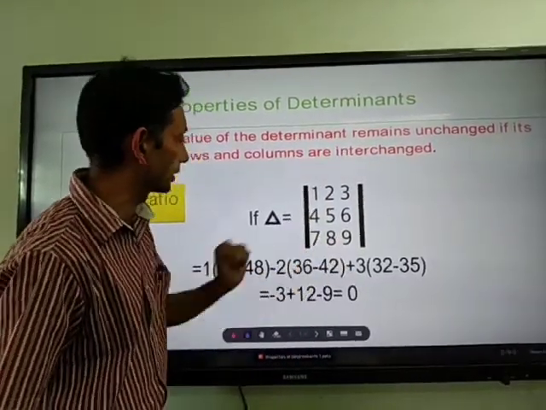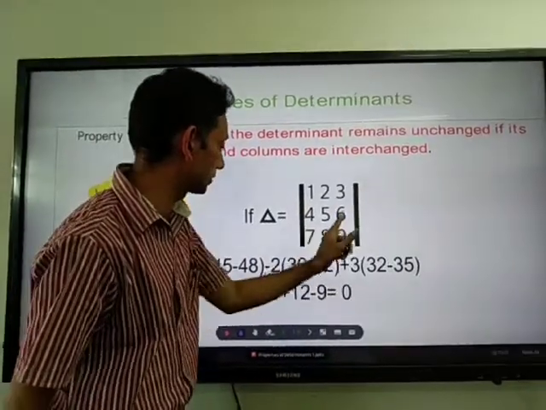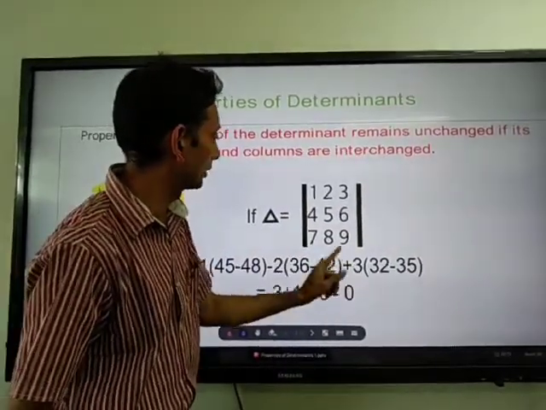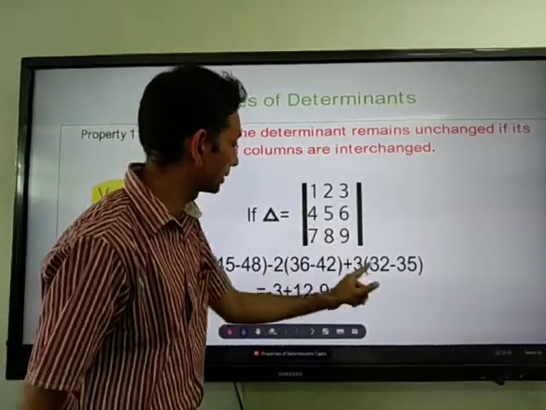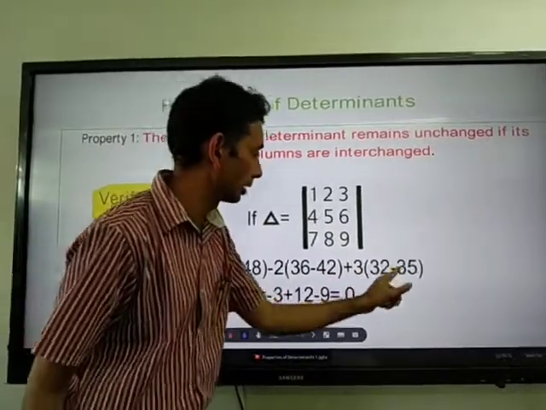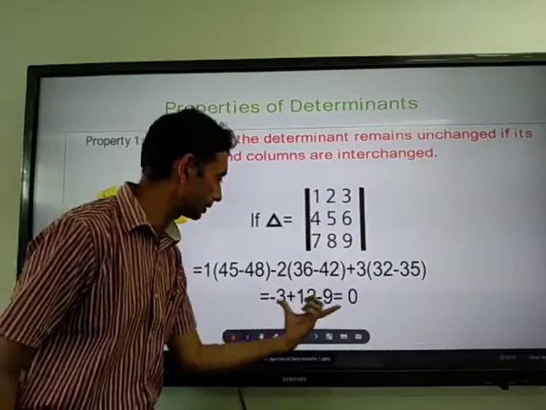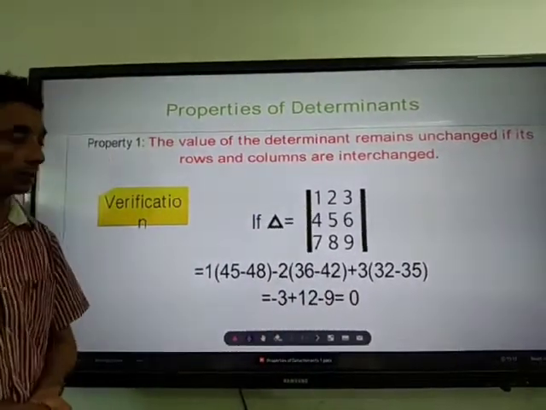Then 4 into 9, 36, minus 7 into 6, 42, plus 3. So it will be 8 into 4, 32, minus 7 into 5, 35. So if you calculate this, the value of the determinant comes to be 0.